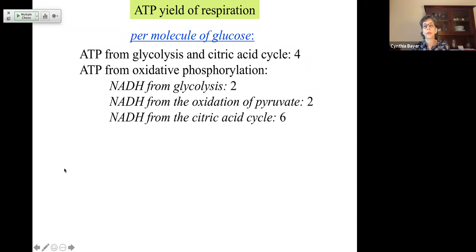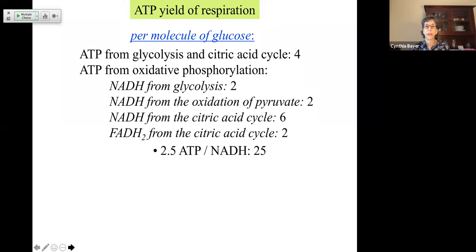And then what else? Where else are electrons carried away in the citric acid cycle? How many of those? And what's the molecule? We have NADH, we also have what? FADH2, right? 1 FADH2 per turn of the cycle. We have 2 turns of the cycle per molecule of glucose. So we've got a total of 10 NADHs and 2 FADH2s. Those electrons transferred along the electron transport chain drive the proton pumping that results in synthesis of ATP.